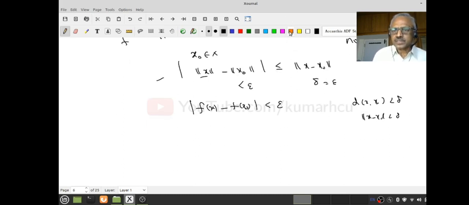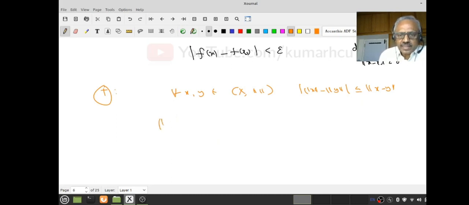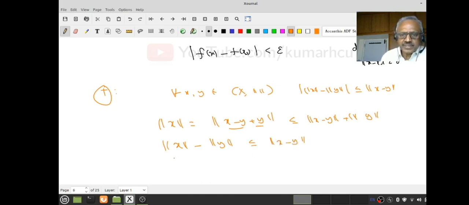Let me just quickly go through why this is true. Remember, for every x, y in a normed linear space, modulus of norm x minus norm y is less than or equal to norm of x minus y. The reason is I can write norm x equal to norm of x minus y plus y. Therefore, use the triangular inequality: it is less than or equal to norm of x minus y plus norm y. Bring norm y to this side. Now interchange x and y.